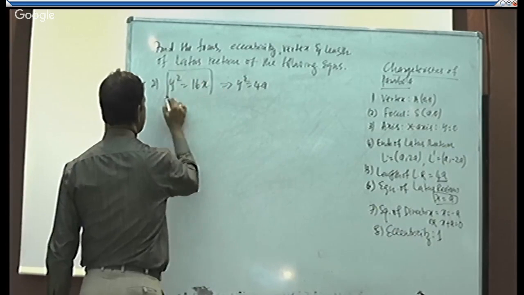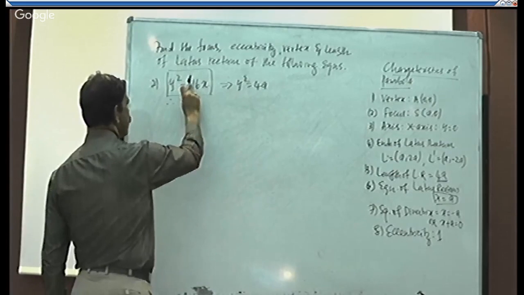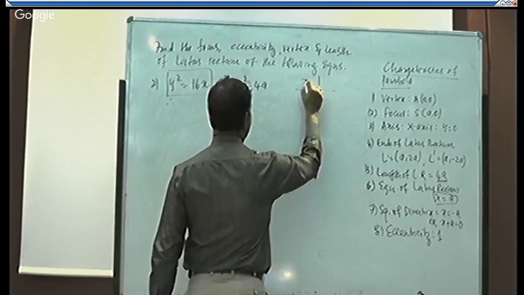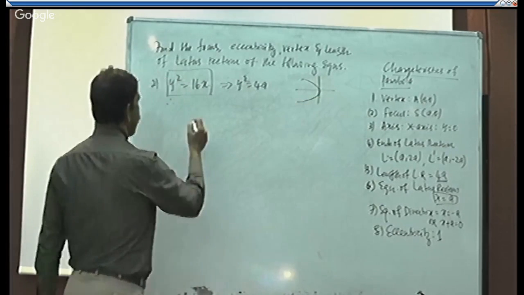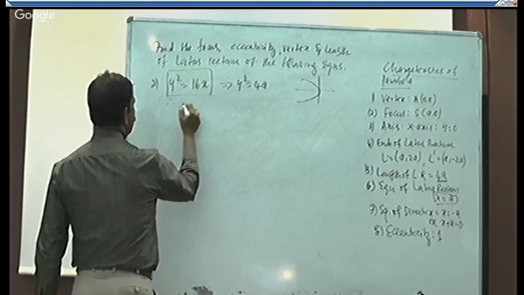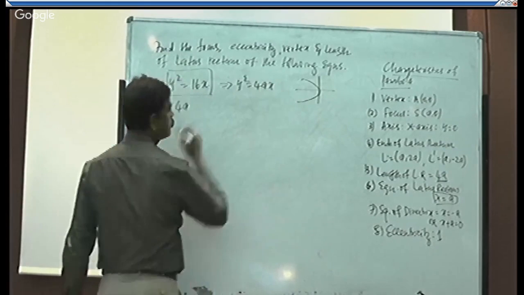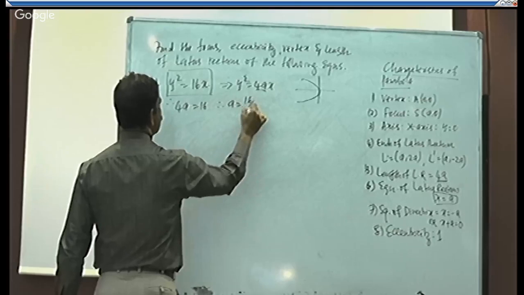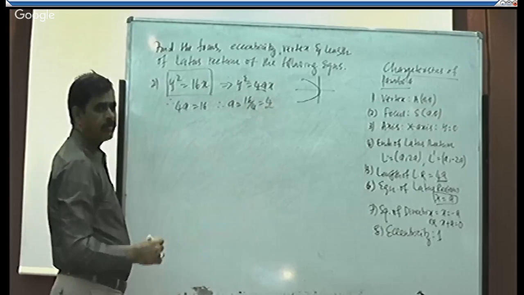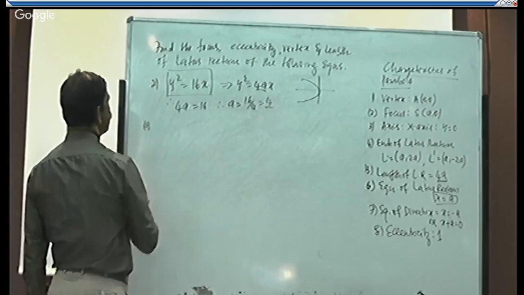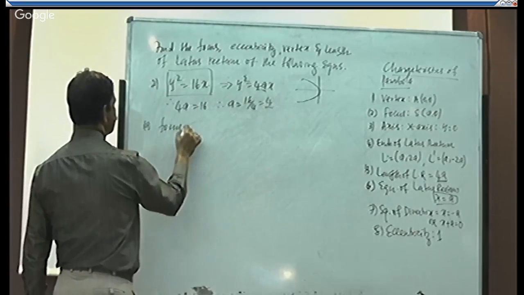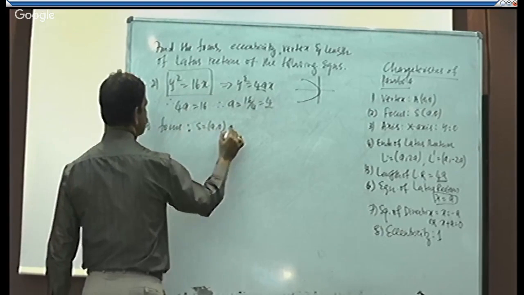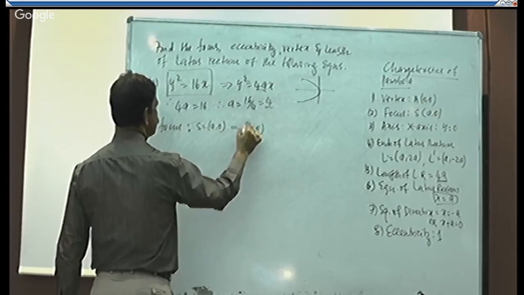By looking at the problem, we can say that it is of this form. Suppose if there is a negative sign, it indicates a parabola of this type, right? So for y square equals 4ax, in place of 4a, we have 16. Therefore, a is equal to 16 by 4, which is 4. We require the focus. Focus S is equal to a comma 0. The answer is 4 comma 0.